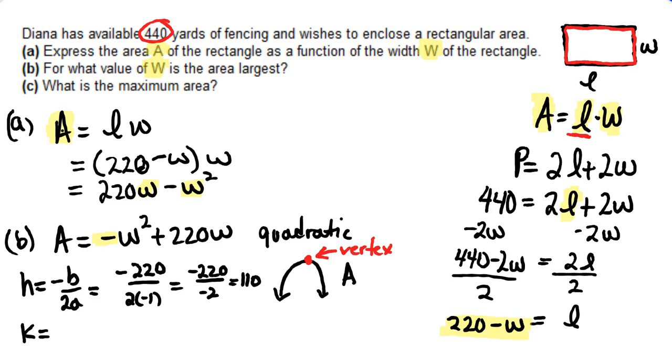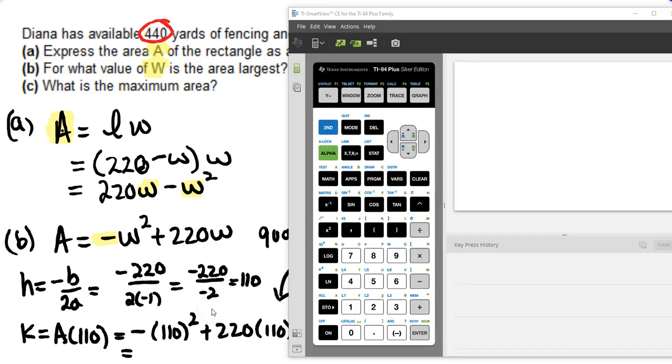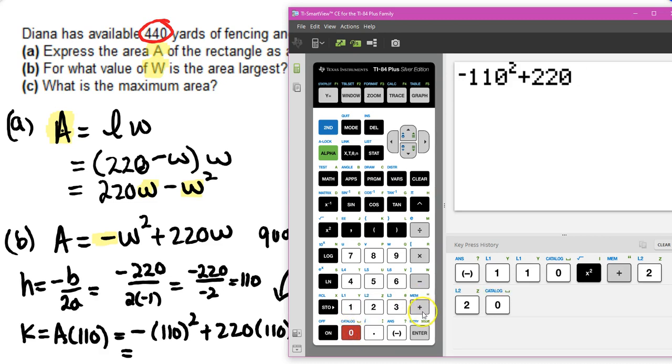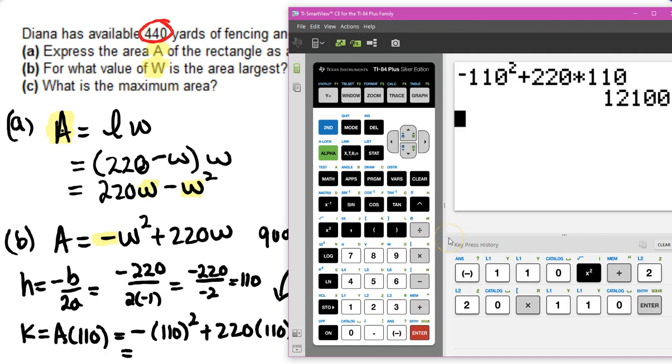Then we find the y part of the vertex by substituting that 110 into the area function. It's going to be negative 110 squared plus 220 times 110. Okay, so we're going to type that in our calculator. Negative 110 squared plus 220 times 110. And I get 12,100.